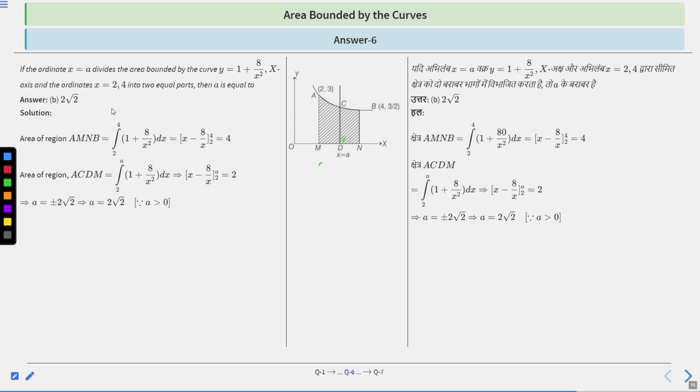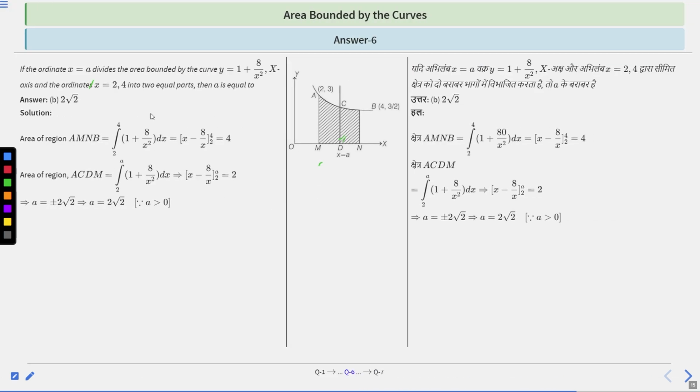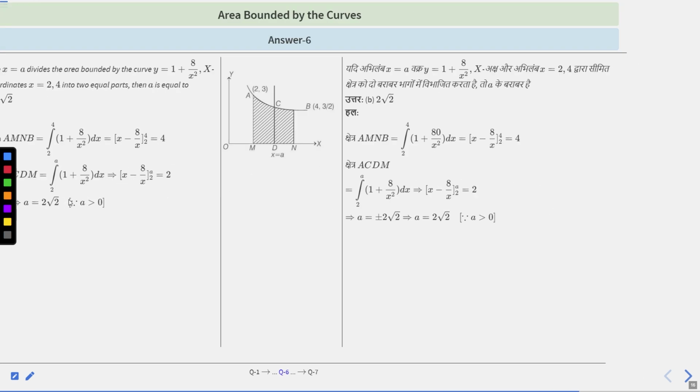Let's move to the next question. I think option B is the right choice in this. What you will do basically, you will put the limit a to 2. Since this area is 4, then half of the area will be 2, right? And after calculating, you will get the value of 2 a. Option B is the right choice. Got it? Now let's move to the next question.